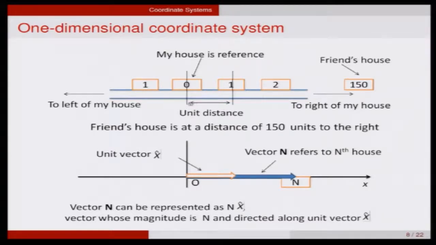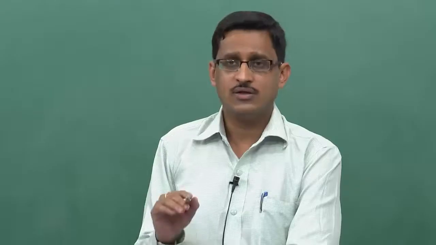Again, there is no specific reason why we have to specify this as 1 unit distance. I could specify the distance midway from my house to my neighbor's house as 1 unit, then the 150th house, which is my friend's house, will be at a distance of 150 into 2, which is 300 units if I halve the unit. So, it is clearly in my control as to what I should call a unit, and we pick whatever unit would correspond to us and we just stick to that unit, and this kilometer, meter, centimeter are all the choices that we make.